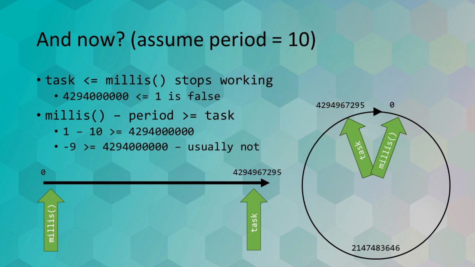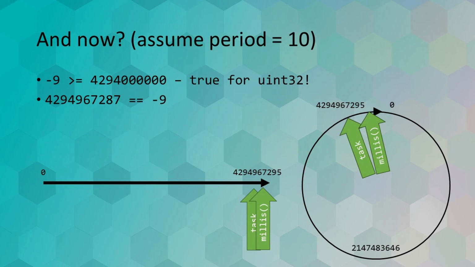After the current time overflows, it will always be smaller than the scheduled timestamp. Our code practically stops working, and that's bad. The other subtracting method also looks a bit weird at first. A negative number is usually less than any positive number, but not with unsigned integers. The overflow works the other way around too, and unsigned means it doesn't understand the concept of negative numbers. This is how -9 becomes a huge positive number, and now scheduling works.